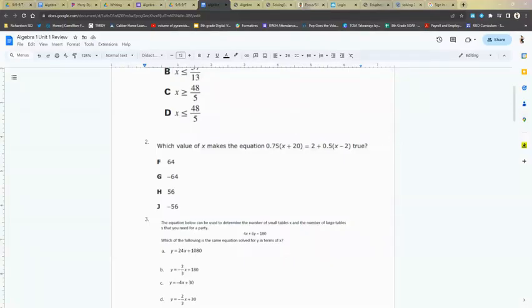Right, so this next one is solving an equation. So just a tad bit different from inequality. We're going to start with distributive property again. So I'm going to distribute this term to each term inside the parentheses.